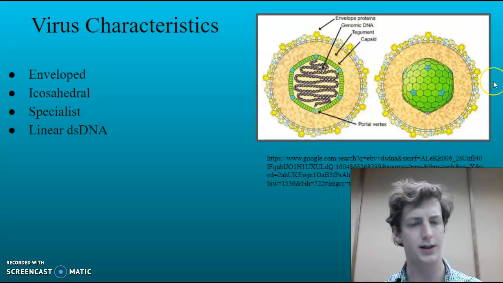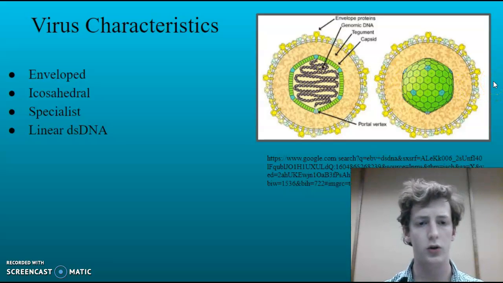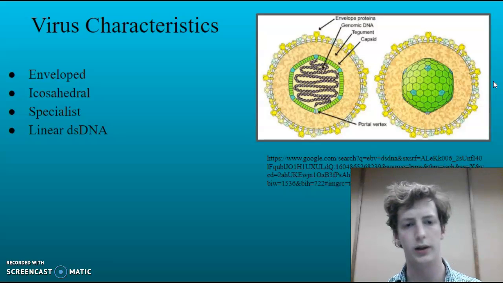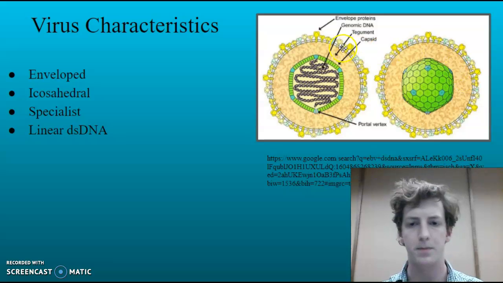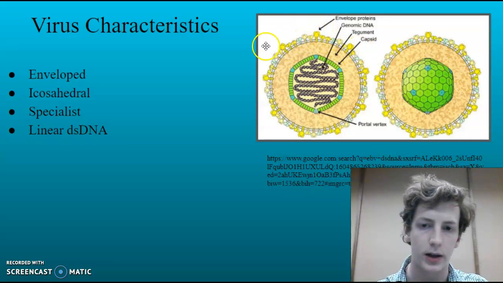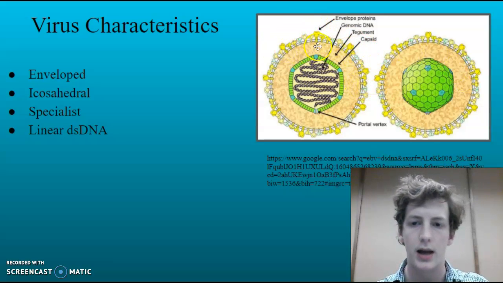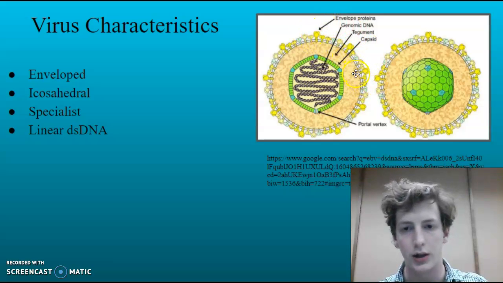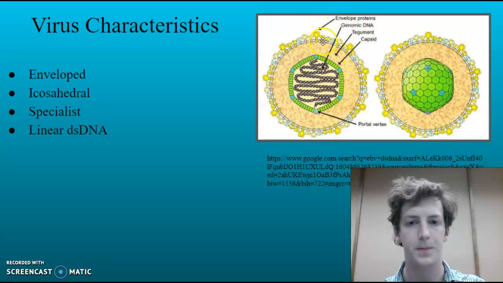So what is the virus that they found? It's an enveloped icosahedral specialist virus with linear dsDNA genomic structure. So it's enveloped. You can see the EBV envelope has many glycoproteins on the surface, and these are very important in pathogenesis, which we'll talk about in a little bit.